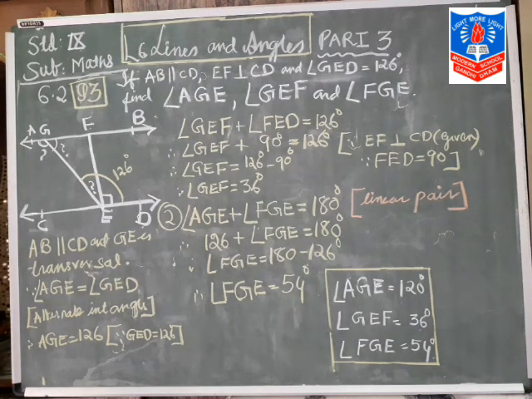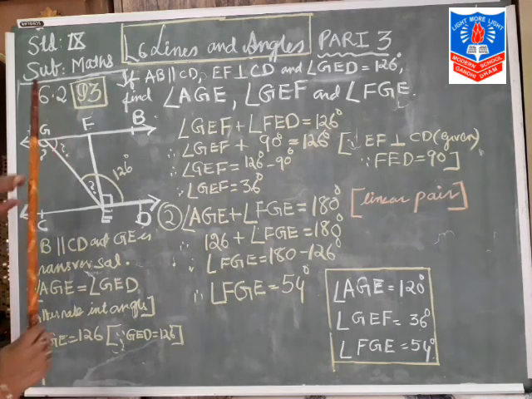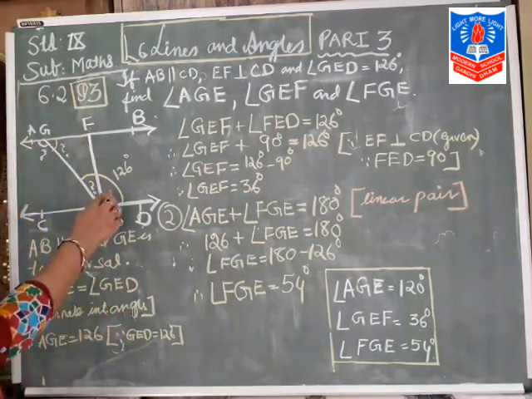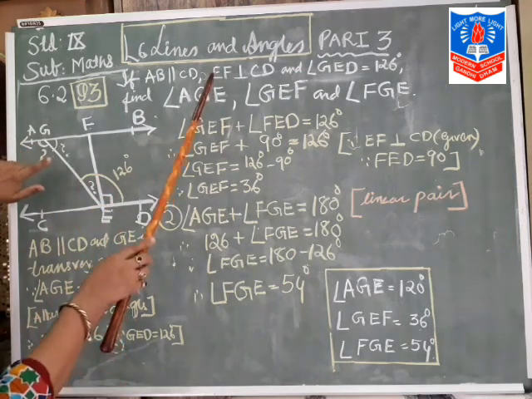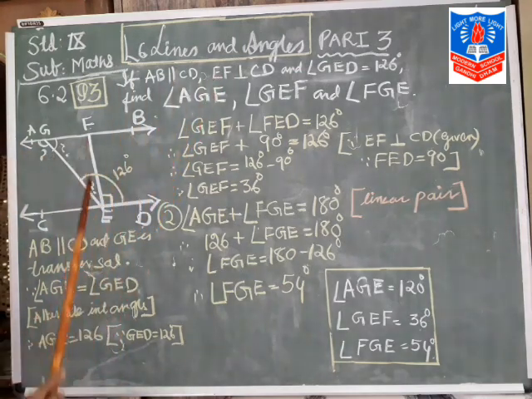Two lines are parallel, one is a transversal: alternate interior angles are congruent, vertically opposite angles are congruent, and linear pair. With the help of linear pair, we can easily solve. We have only 3 definitions. Clear, children? Now, AB parallel to CD. And this line is not a transversal because the 90 degree angle is given, and it is clearly given that FE is perpendicular to CD. So GE is a transversal.